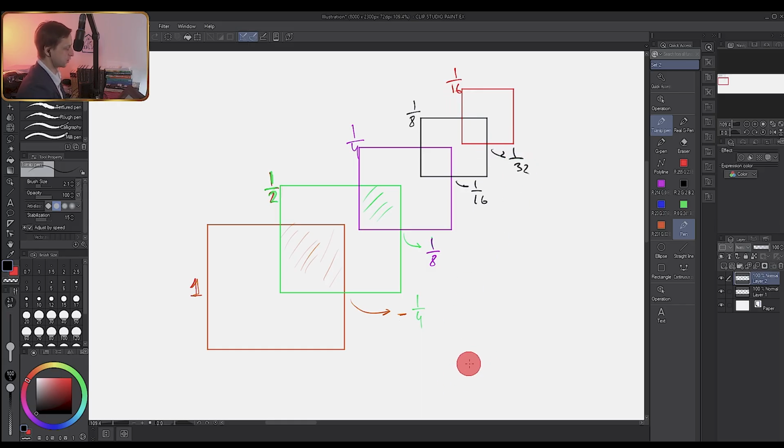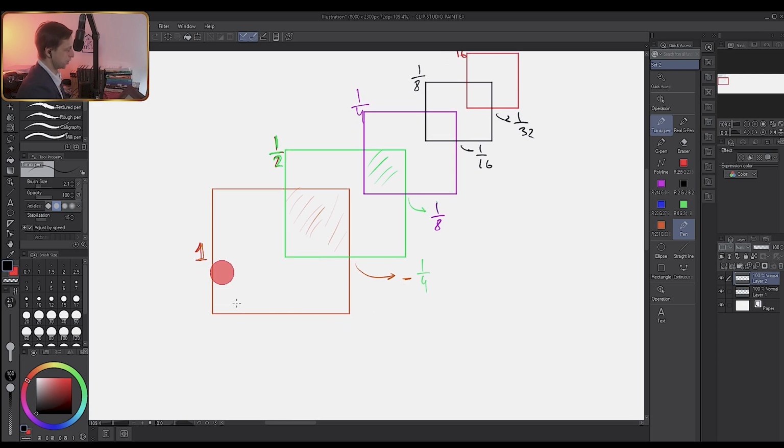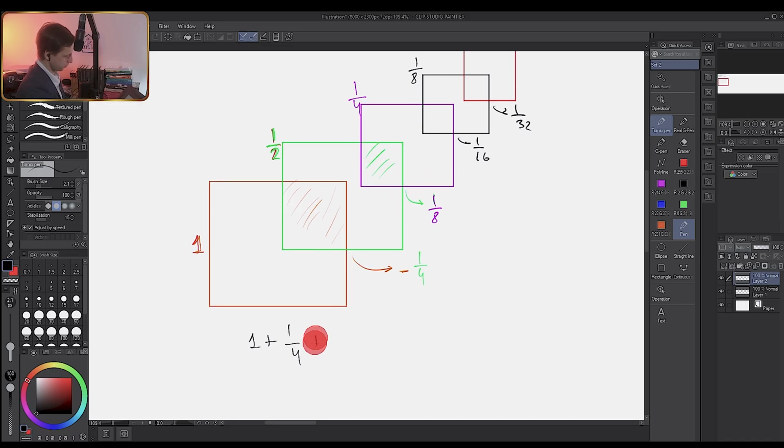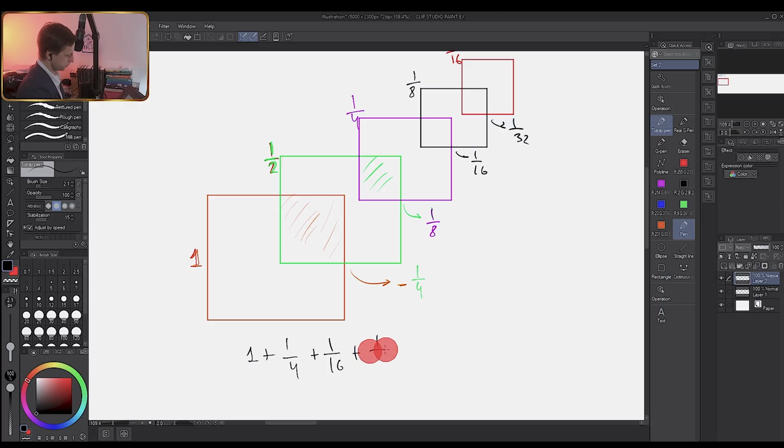This is it. And now we understand what we need to do. We need to add up all these areas of these squares and subtract these small squares, because each of them is counted twice. So let's calculate. The area of this orange one is 1, plus the area of green one is 1 over 4, plus the area of this purple is 1 over 16, plus the area of this black one is 1 over 64, plus the area of this red one is 1 over 256.